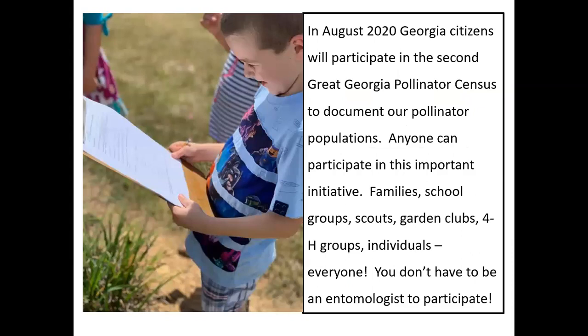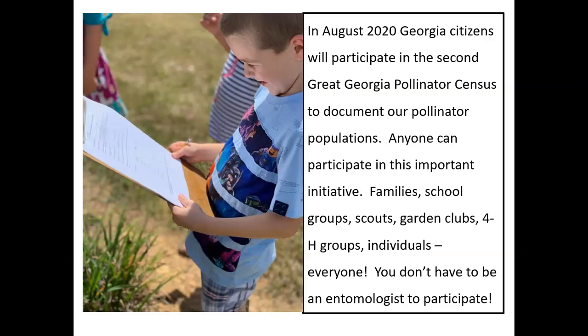is a citizen science project through the University of Georgia's Center for Urban Agriculture. And we use this as a way to monitor insect populations throughout the state. So anybody can participate in this. You don't have to be an entomologist to be part of it. It could be children, school groups, garden clubs, individuals, really anybody that's looking to learn more about pollinators and the insects that we can find around our home.